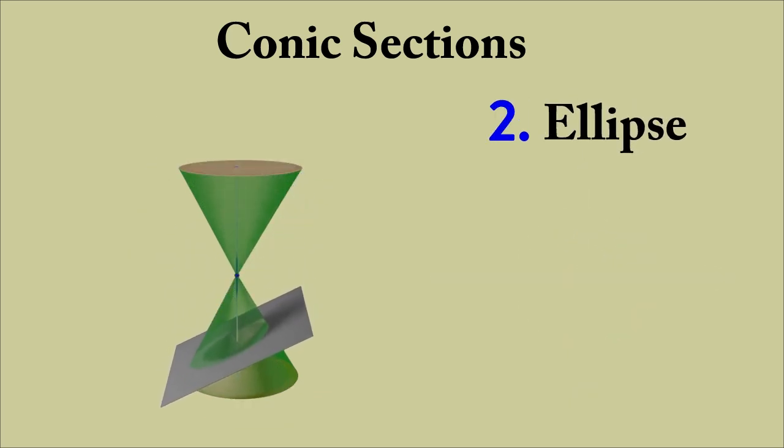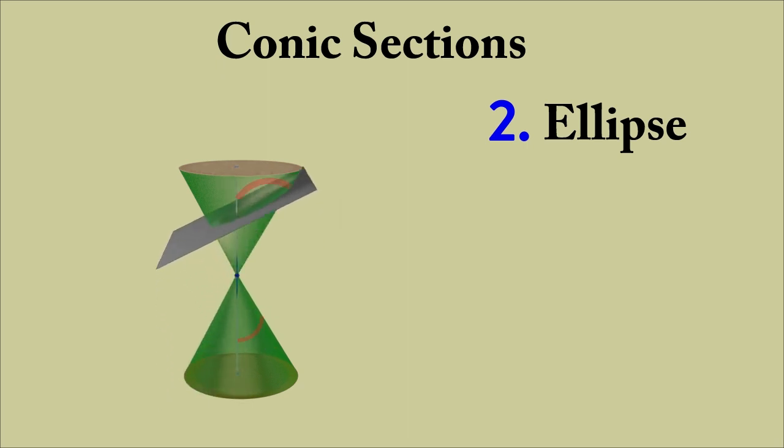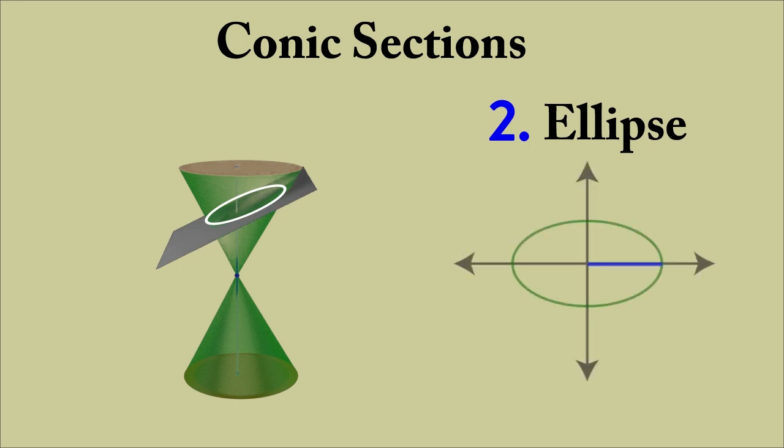If the plane cuts the double right circular cone in such a way that it makes an angle greater than the vertex angle and less than 90 degrees, then it forms an ellipse. An ellipse is a shape whose points on the circumference are not all equidistant from the center.